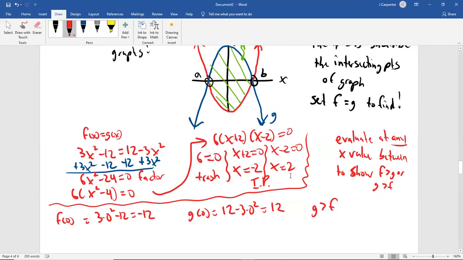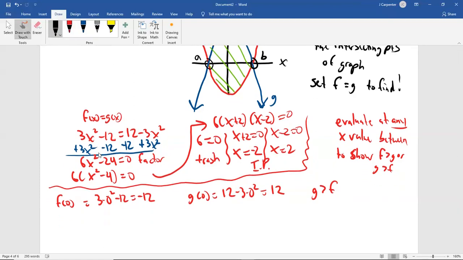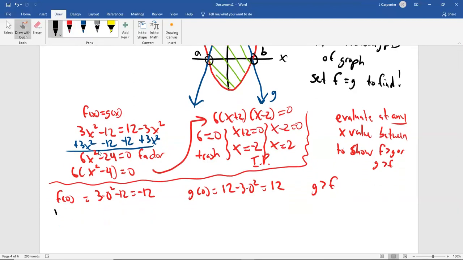All right, so that says the integral we need to do is g minus f, and we're going from negative 2 to 2. So we are finally at the point where we can say our integral is going to go from negative 2 to 2, and we've got to do the g of x function minus the f of x function. On that interval, g is always higher than f. So this would be the integral from negative 2 to 2.